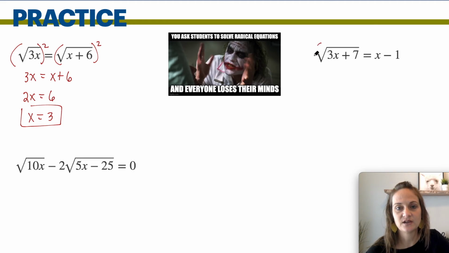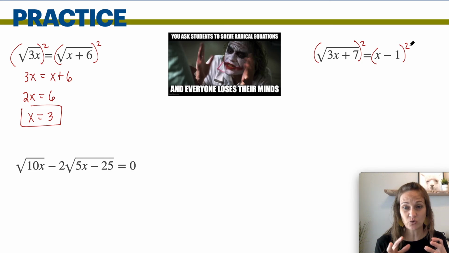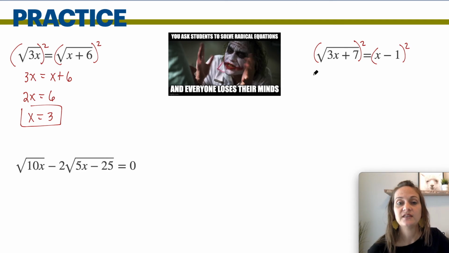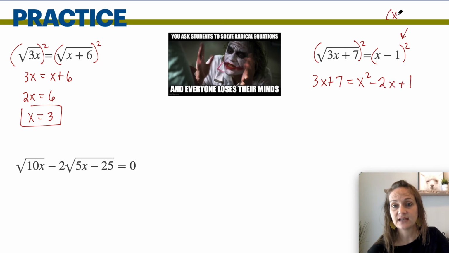In this case, I need to get rid of the square root, so I need to square both sides, which means I have to quantity square the right-hand side. Quantity square. Don't just tell me that's x squared minus 1. It's not. You have to FOIL this. The left side becomes 3x plus 7 because the square root and the square cancel. Over here, you should get x squared minus 2x plus 1 when you FOIL this. This is x minus 1 times x minus 1.